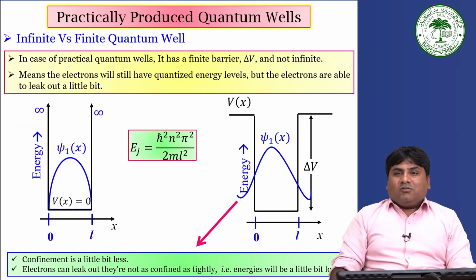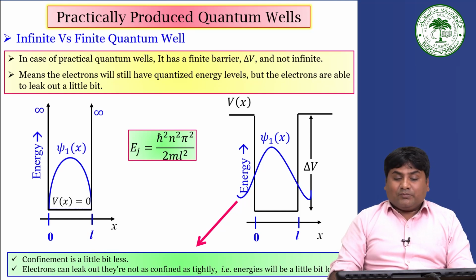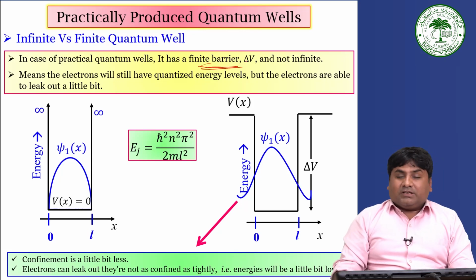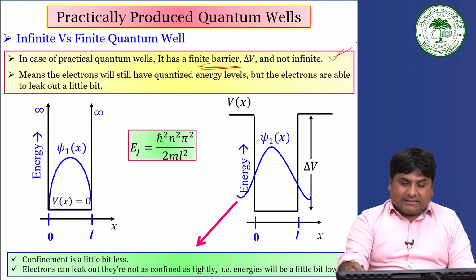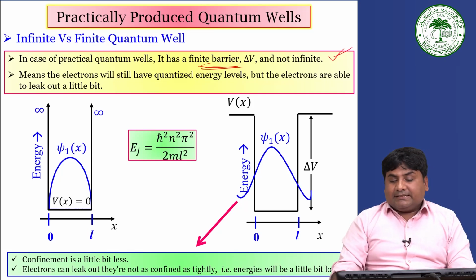So now we have to understand what the infinite and finite quantum well are. Generally, in the case of a 1D box, there is an infinite barrier, but when we produce practical quantum wells, we get a finite barrier, not an infinite one. That means your electron will still have quantized energy levels, but the electrons are able to leak out a little bit.